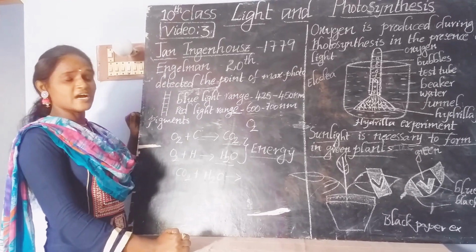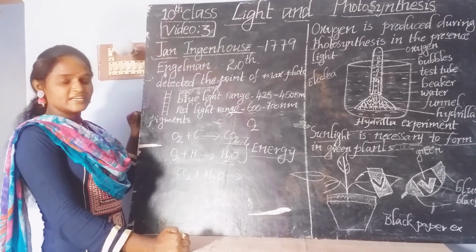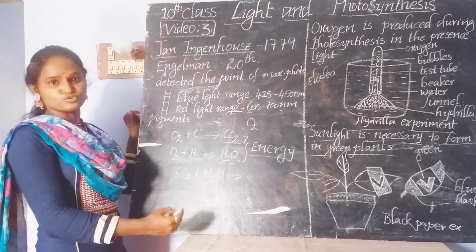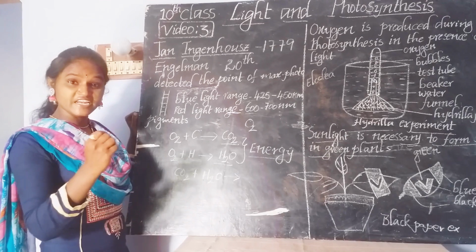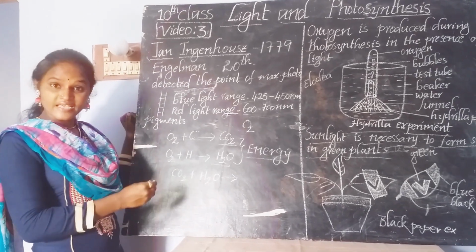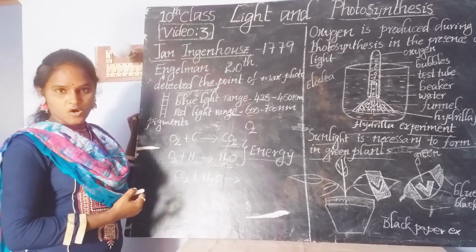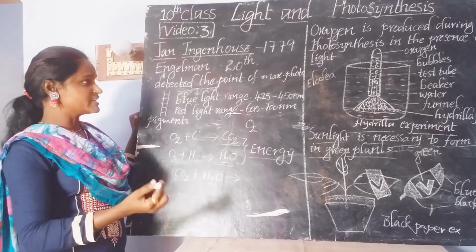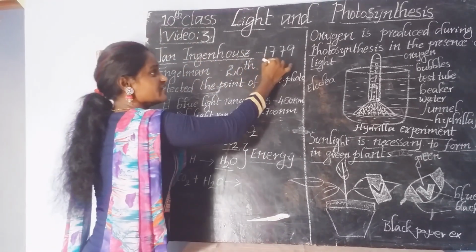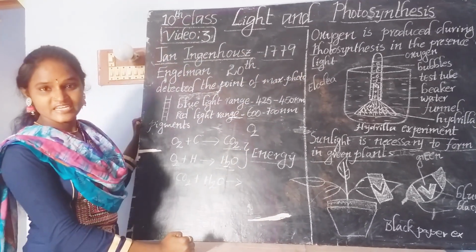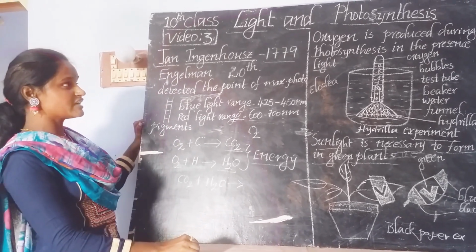Whenever he exposed the Hydrilla plant to bright sunlight, he found that some gas was released into the water in the form of bubbles. Later he identified that gas as oxygen. That was revealed by the scientist John Ingenhousz in the year 1779.